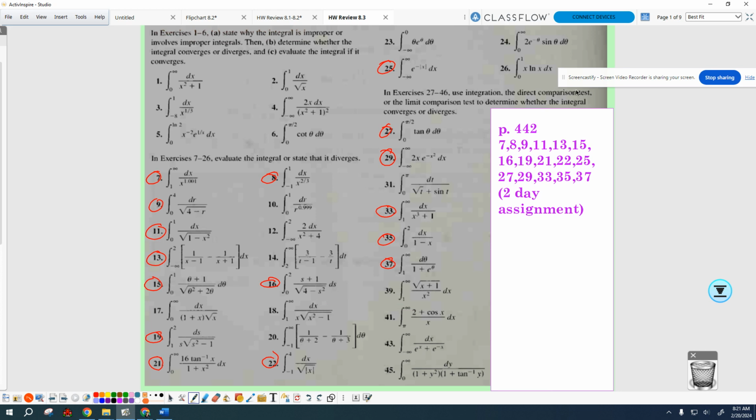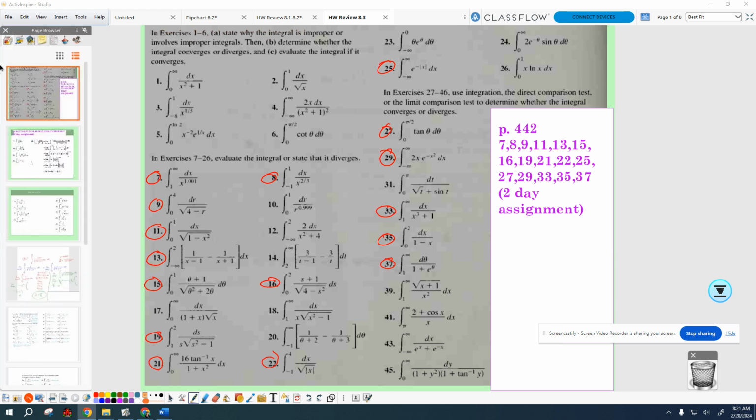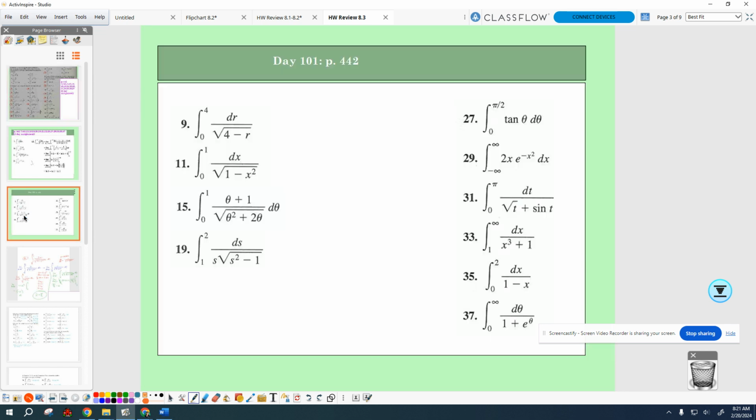This is what the homework looks like. Try some of them now if you find them trivial. Cool. Oh, wait. This is not the homework. 8.2 is the homework. So sorry.